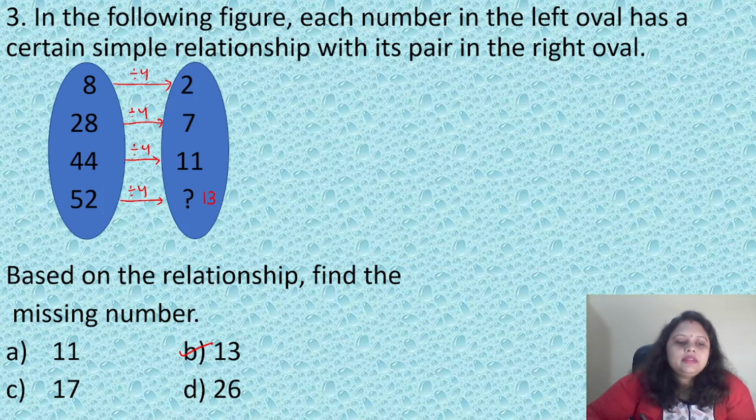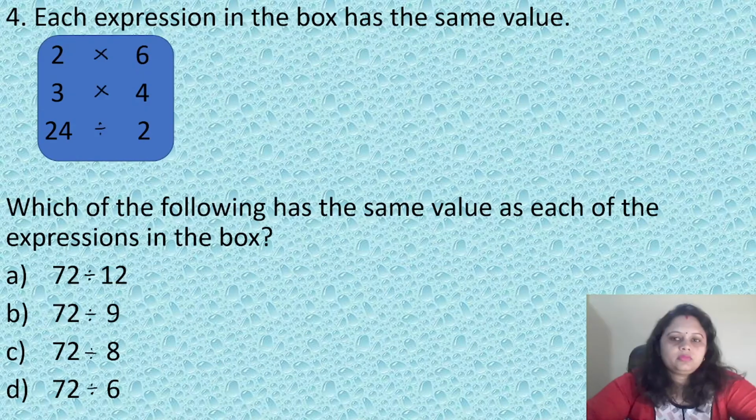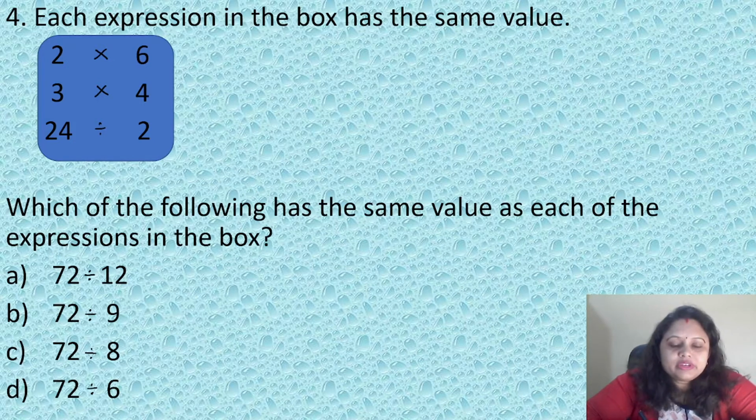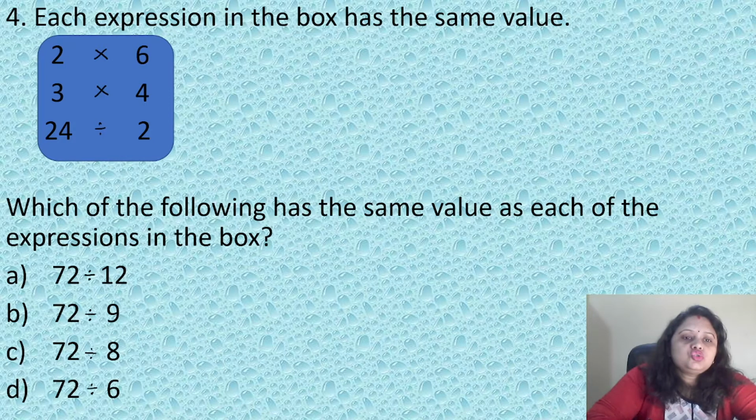Next question. The next question here is, each expression in the box has the same value: 2 into 6, 3 into 4, 24 divided by 2. Which of the following has the same value as each of the expressions in the box? So 2 into 6 is equal to 12. Then 3 into 4 is also 12. 24 divided by 2 is also 12.